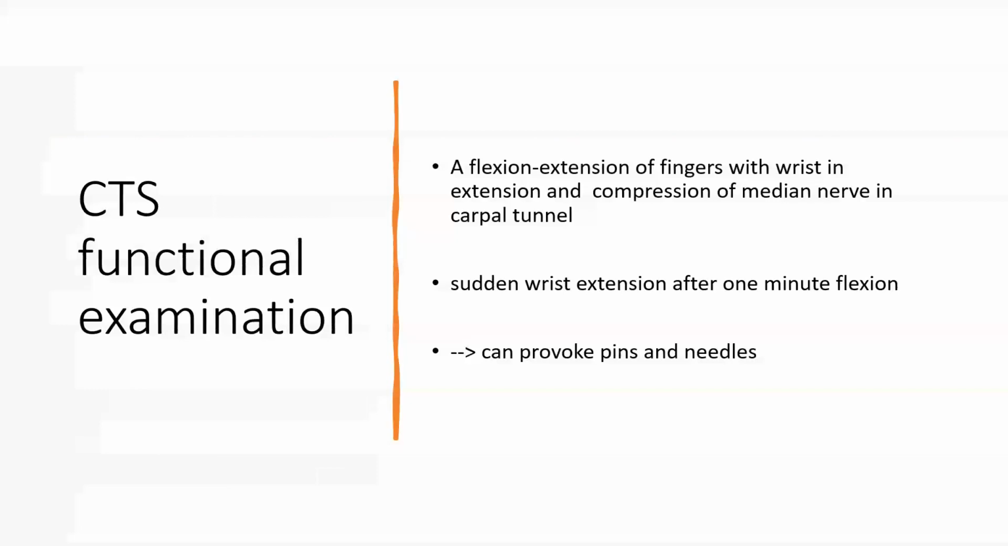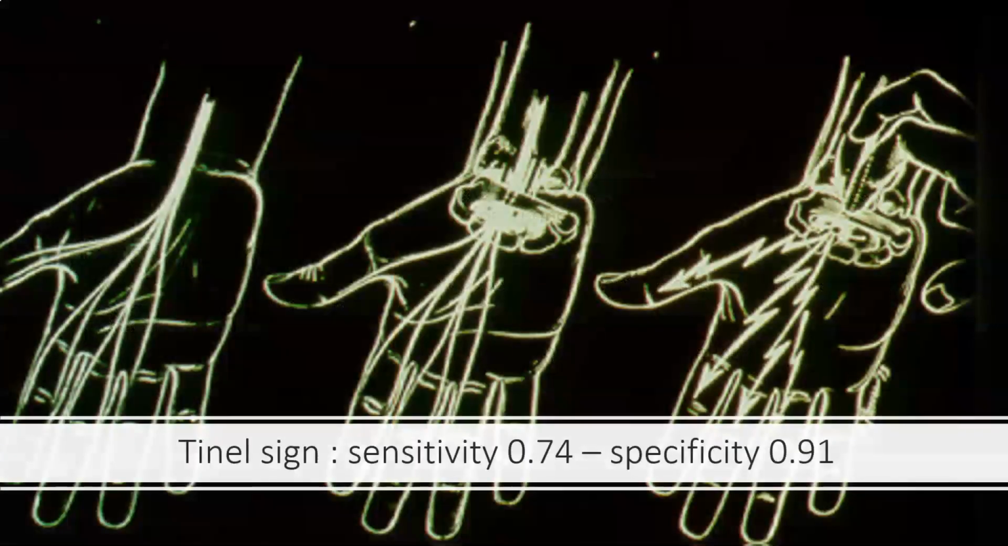In the functional examination, there are several tests we can use. For instance, flexion extension of the fingers while the wrist is in extension, and at the same time you exert compression of the median nerve, then that's going to provoke symptoms. Or sudden wrist extension after being 1 minute in flexion can also provoke the paresthesia. Of course, you are familiar with the Tinel sign, which seems to have a pretty good sensitivity and specificity.